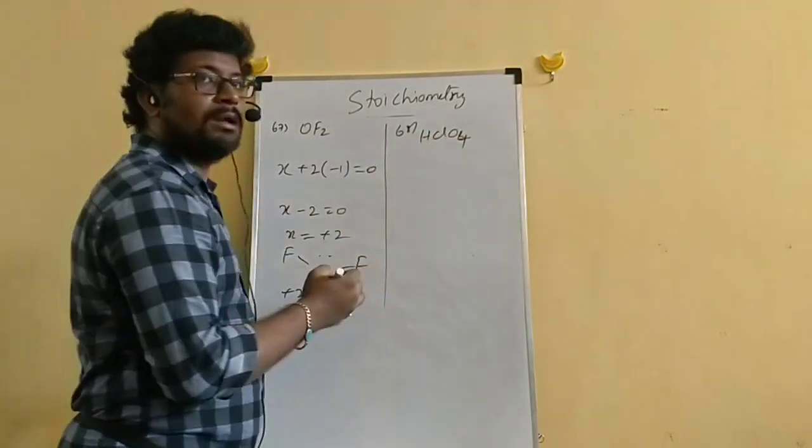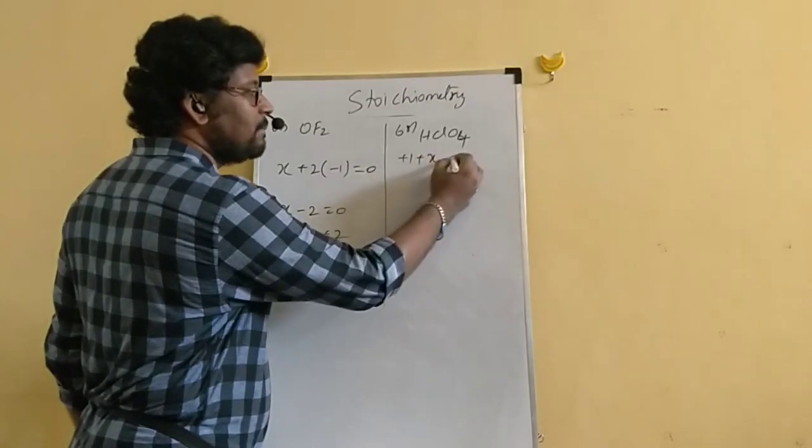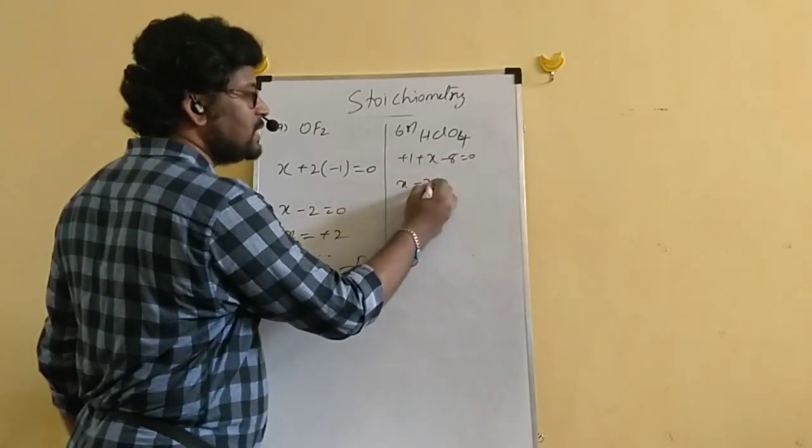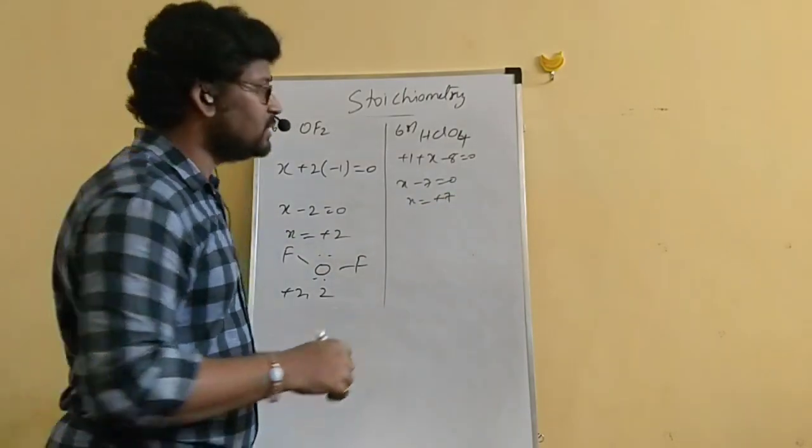HClO4. Plus 1, chlorine X, minus 8 is equal to 0. X minus 7 is equal to 0. X is equal to plus 7. They ask for plus 5, so this is not it.